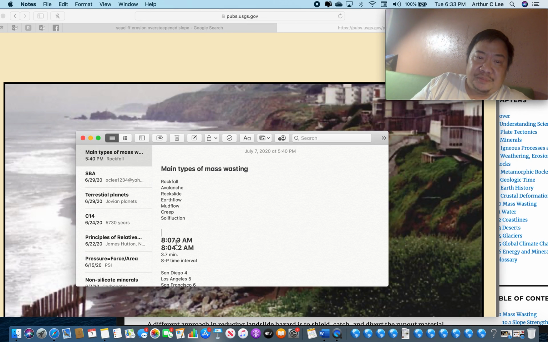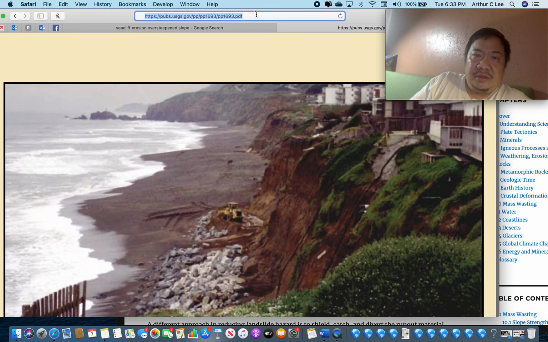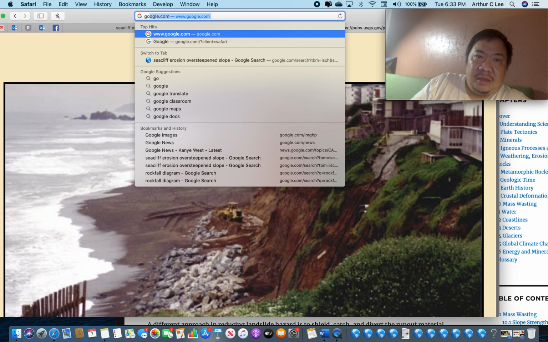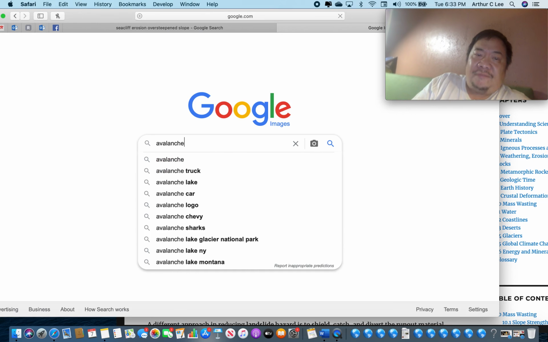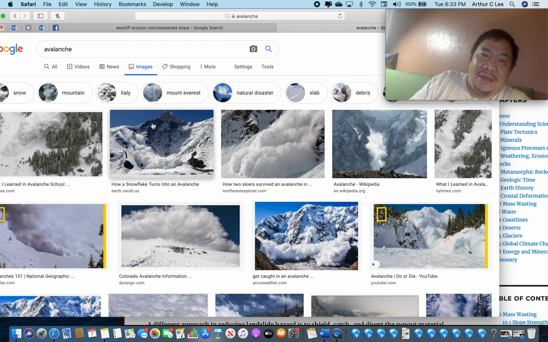So we talked about rock falls. An avalanche is actually a type of rock fall, but it's the fastest type of mass wasting. With an avalanche, huge amounts of snow or rock move down for thousands of feet, and they reach very fast speeds, hundreds of miles an hour. That's called an avalanche. Why is an avalanche so fast? Because the rocks and the snow have to move down for thousands of feet, and they can reach maximum speeds. That's what an avalanche is. It's a special type of rockfall, the fastest type of mass wasting.